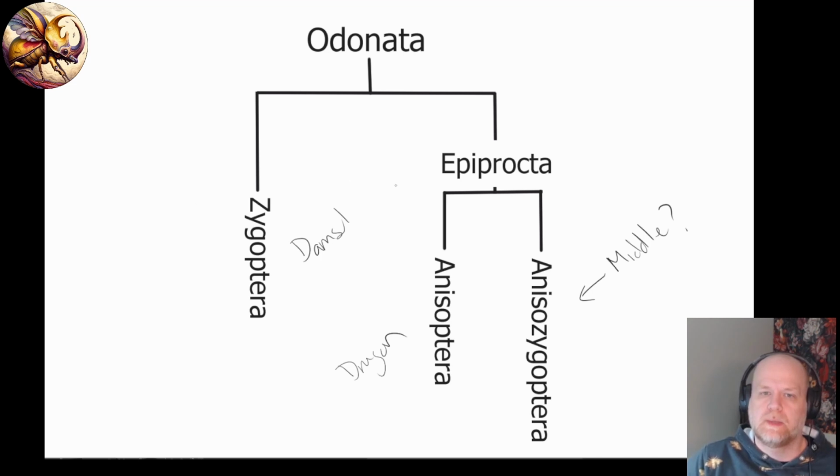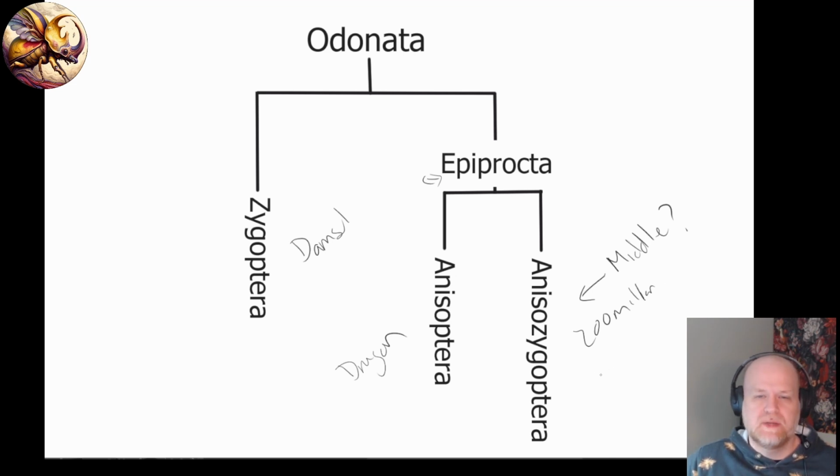So the new suborder is called Epiprocta. There's only one family in this called the Epiophlebiidae. And in that family, there's only one genus, Epiophlebia. I know there are two confirmed species. There is a pretty sure confirmed third species, and then a debatable fourth species found. They're very old. They're about 200 million years old.